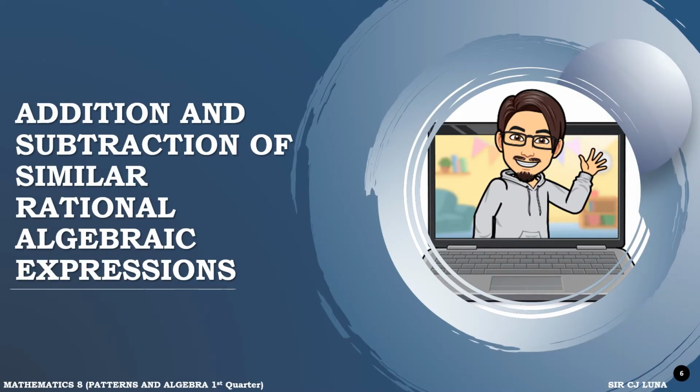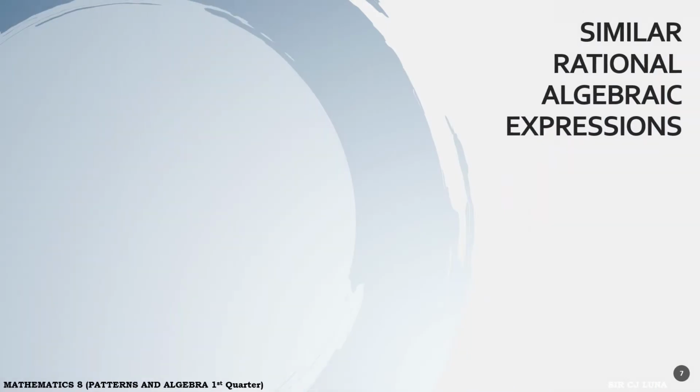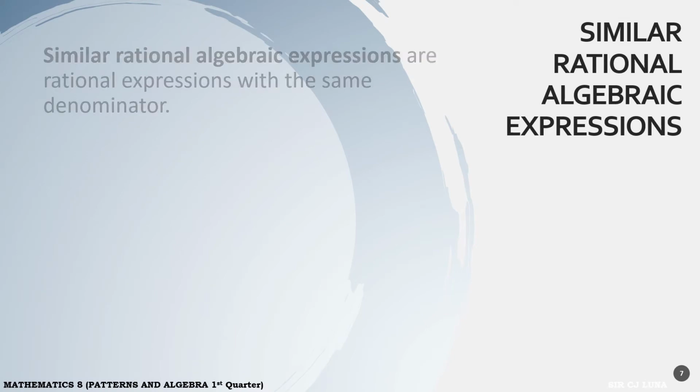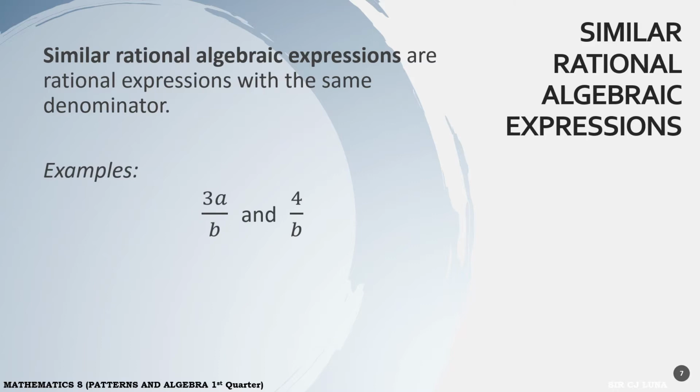How about if we have rational algebraic expressions? Adding or subtracting similar rational algebraic expressions is the same way as adding or subtracting numerical fractions. So what are similar rational expressions? Similar rational expressions are rational expressions with the same denominator. For example, 3a over b and 4 over b. They are similar rational expressions because they have the same denominator, which is b.